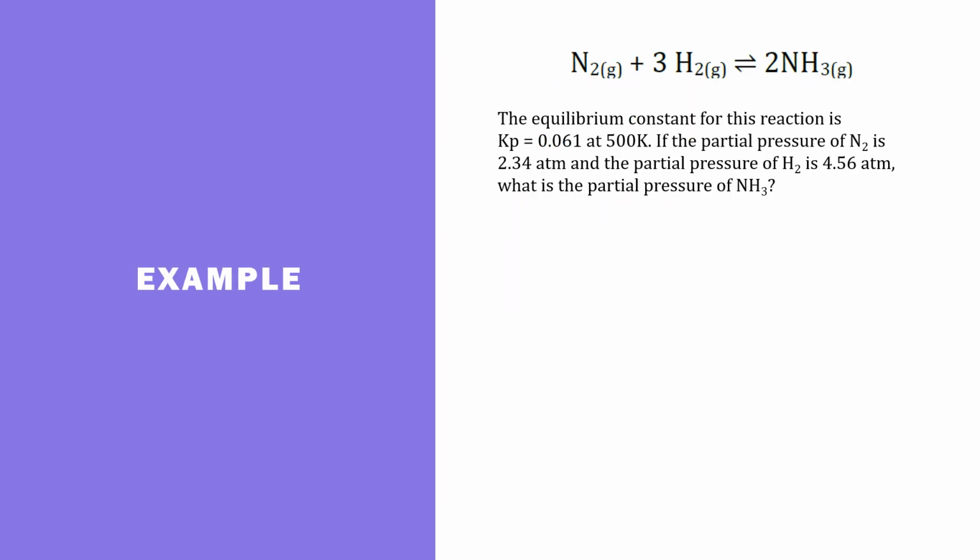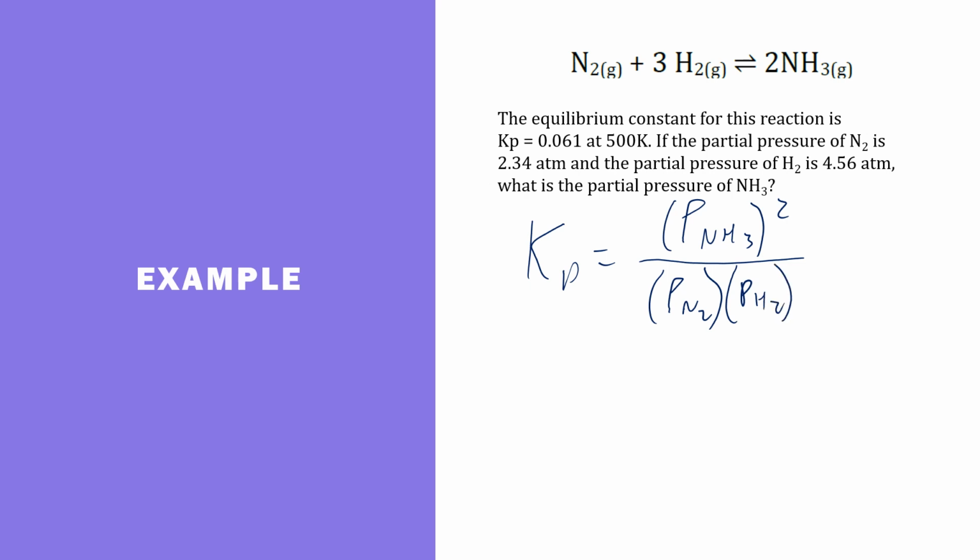So here's another example. They give us that Kp is 0.061 at 500 Kelvin, and they give us the partial pressure of N2, 2.34 atm, H2 is 4.56 atm. What is the partial pressure of NH3? So this time we're doing Kp, it's equilibrium. We want to first always write our equilibrium expression, and we want to do the products over the reactants, pressure of NH3 squared over the pressure of N2 times the pressure of H2 cubed.